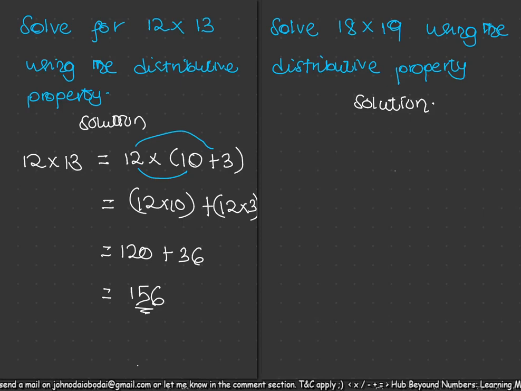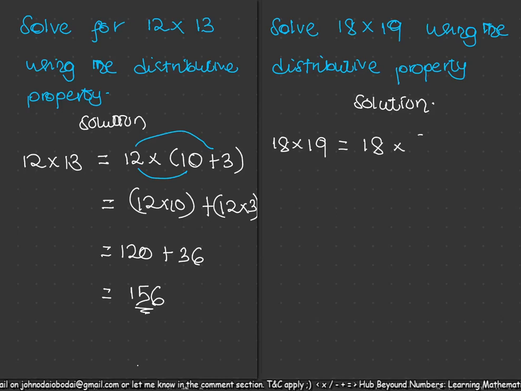So looking at this example here, it says you should solve for 18 times 19 using the distributive property, right? So we have 18 times 19. Under normal circumstances, we would have written 18 times, you have your 10 plus 9, you see? Well, if you solve this, you get the answer all right.